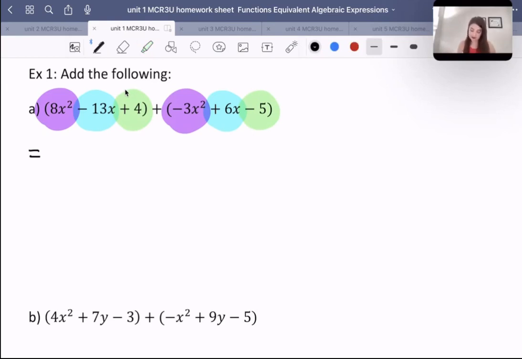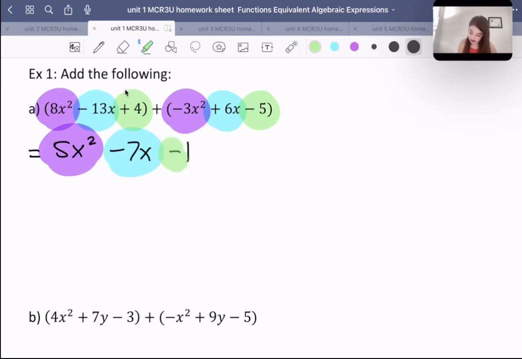So let's answer this question. If we take the purples first, 8x squared minus 3x squared, that is going to be 5x squared, right? So that's our result from the purple. Then what about negative 13x plus 6x? Well, that's going to be negative 7x when we simplify that, and that's a result of our blue. And then for our green, we have +4 minus 5, so that's going to be -1. And so this is our overall answer.